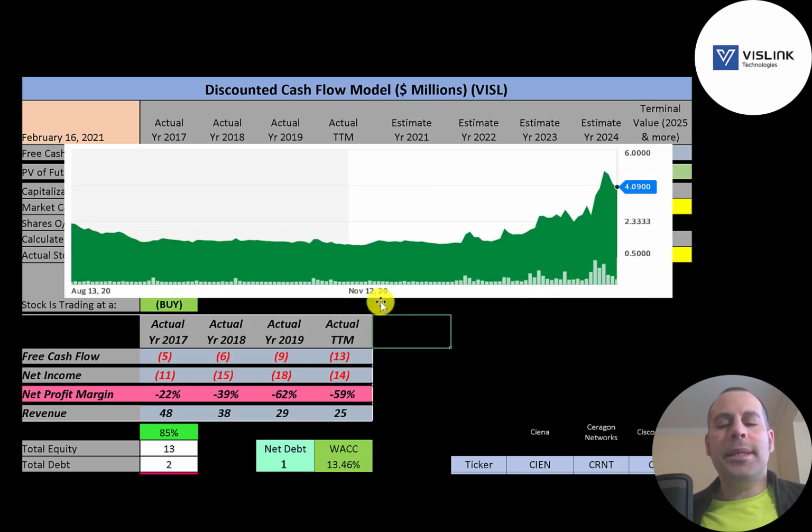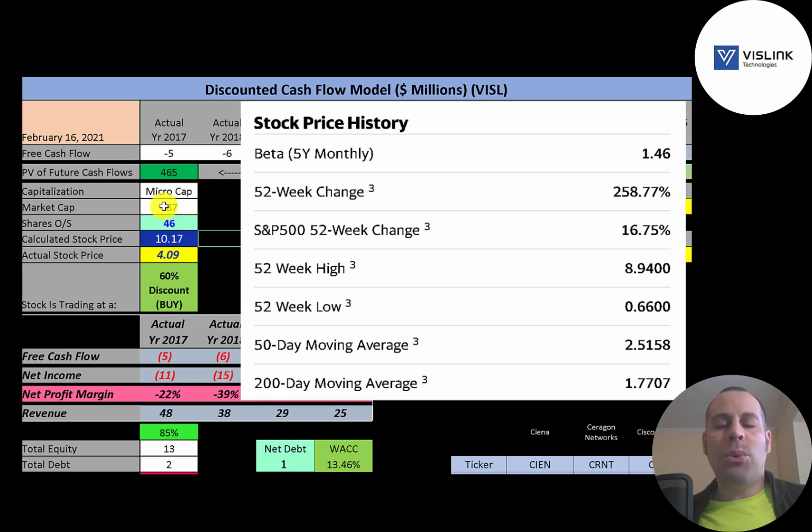This is the stock price the last 6 months, and you can see the stock has done really well, especially in the past month. Investors really like this stock for some reason. And their beta is 1.46, so the stock moves 1.5 times the market. The stock has gone up 258% in the past 52 weeks, much better than the S&P 500, which went up 17% in the same time frame.